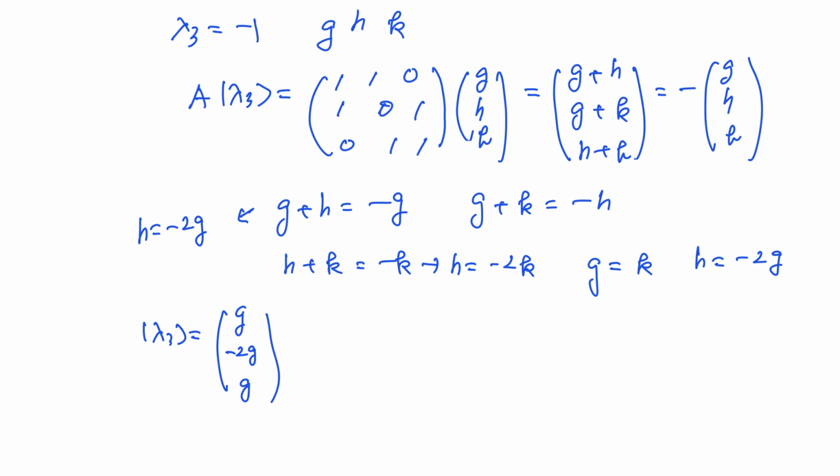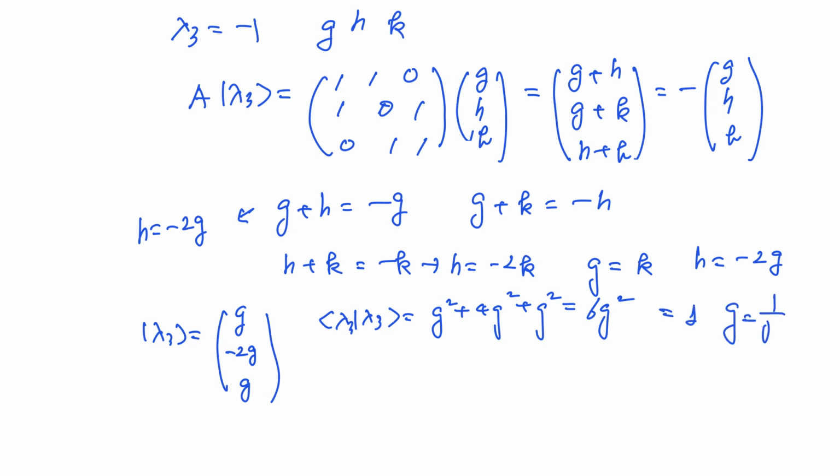So G squared plus 4G squared plus G squared is 6G squared, which is equal to 1. So G must be 1 over square root of 6. Oh, lambda 2 is 1 over square root of 6, 1, minus 2, 1, right? So let's check. We obtained all the eigenvalues and eigenvectors.